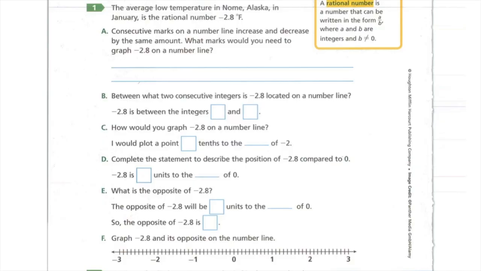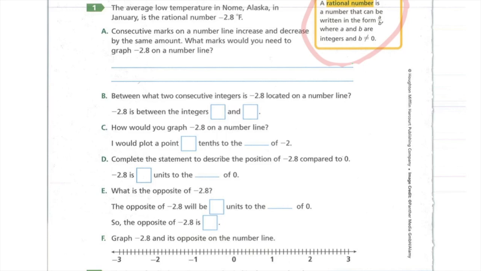All right, here's the next page. The average low temperature in Nome, Alaska in January is a rational number, negative 2.8 degrees Fahrenheit. It's important to remember that a rational number, it's right over here, can be written in the form A over B. So basically a rational number is any number that we can write as a fraction. All right, A, consecutive marks on a number line increase and decrease by the same amount. What marks would you need to graph negative 2.8 on a number line?